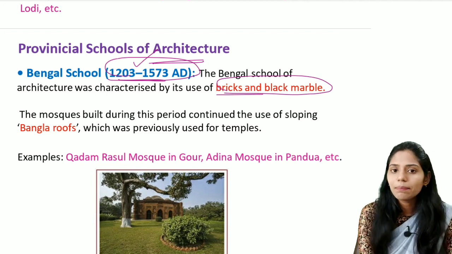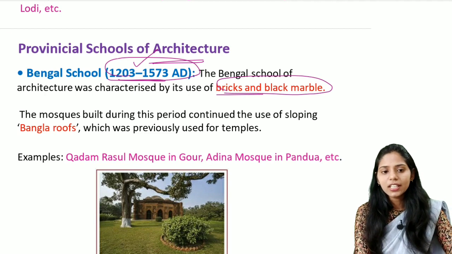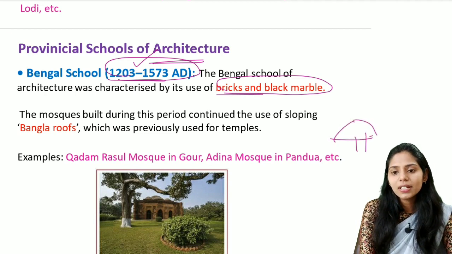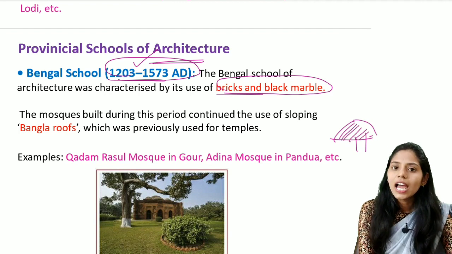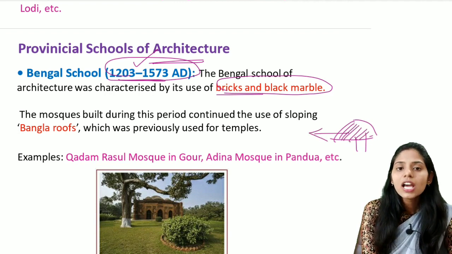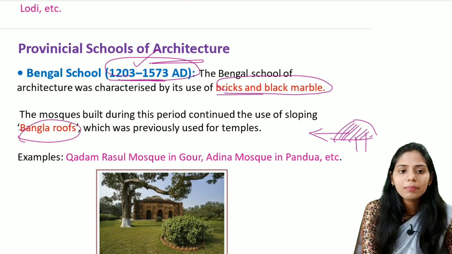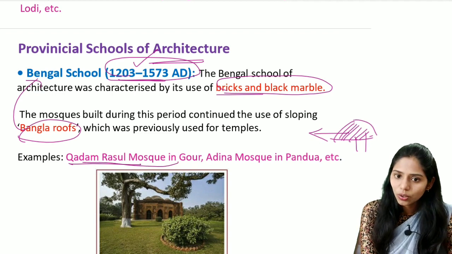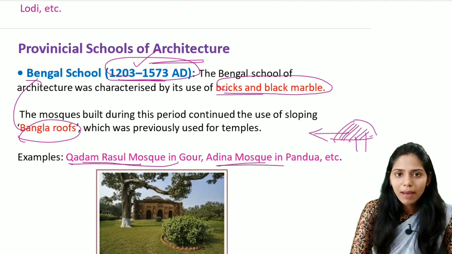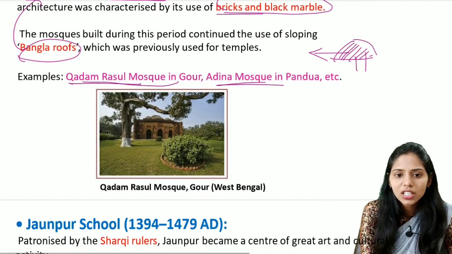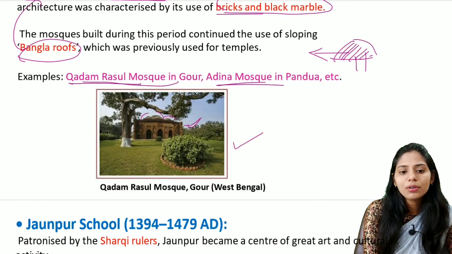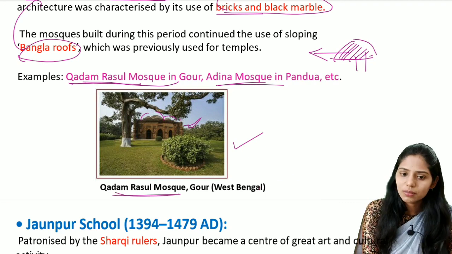We already studied this in the Pala and the Sena school, correct? In the Pala and Sena school, they used sloping roofs similar to the roofs of huts, and these are called Bangla roofs, which were adopted by this Bengal school. The examples are the Khadam Rasul Mosque, mainly present in Gaur, and the Adina Mosque in Pandua. If you see this image here, you can see the sloping Bangla roofs. This is the example of the Khadam Rasul Mosque in West Bengal.